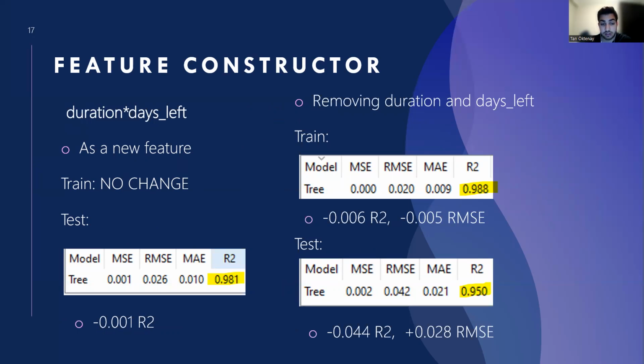As a result of multiplying duration and days left, there is a 0.001 decrease in the R2 value when added as a new feature. When we look at it by subtracting duration and days left, we observe that our error increased in both train and test data, and our R-squared value decreased. As a result, better results could not be achieved with data splitting and new feature generation with the feature constructor. Now, Roshna will continue with the second part of the pre-processing.